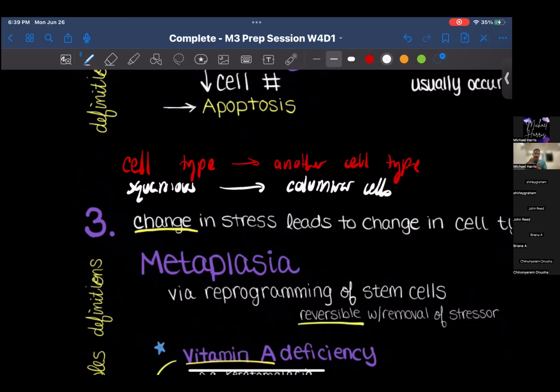Now, with that being said, is this reversible? Yes, this is reversible. Once again, if it's a stress and you remove the stress, just like you had your adaptation, you can revert back if the stress is removed. Okay? You're just making yourself more adapted to the new environment.